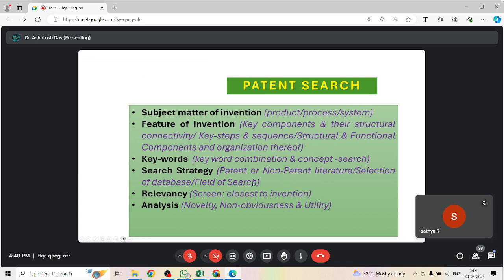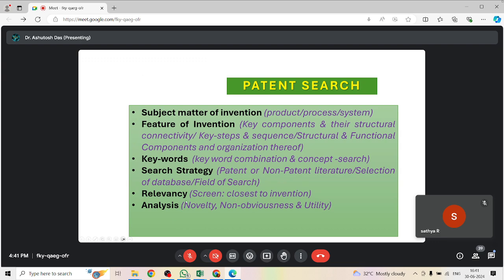Similarly, patent and non-patent literature both you can search separately, or a selected database, or field of search. For example, Science Direct or Scopus you can search. Similarly, open source journals are there. Then you can search that. Relevancy: closest to the invention and far away from the invention. The best and most relevant, the closest, you consider first, and the far away ones, consider later.